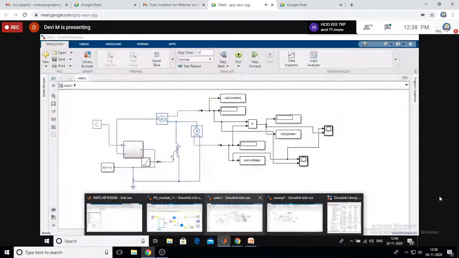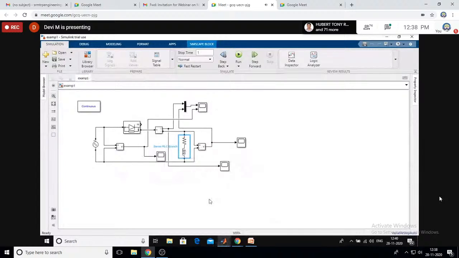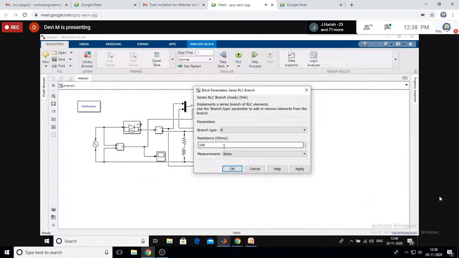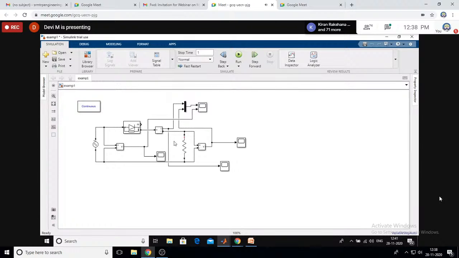So here, I have used an RL load. Wait, I'm trying to change this. Nothing changed. This resistance, I have given a resistance. You can take it of any value as you wish, since it's just an example to study with. So my first move is the resistance.